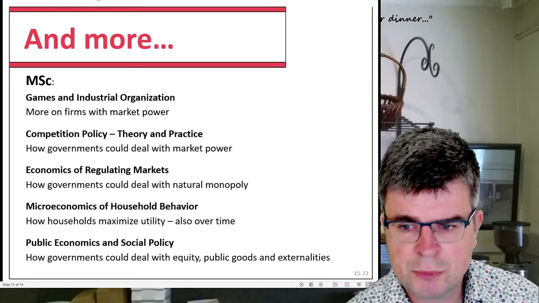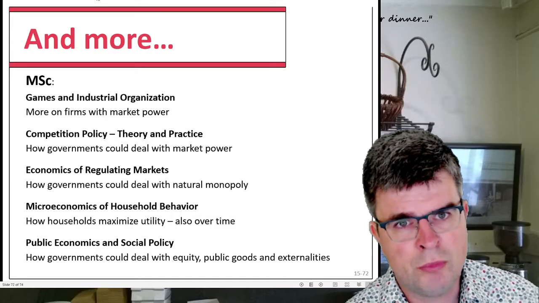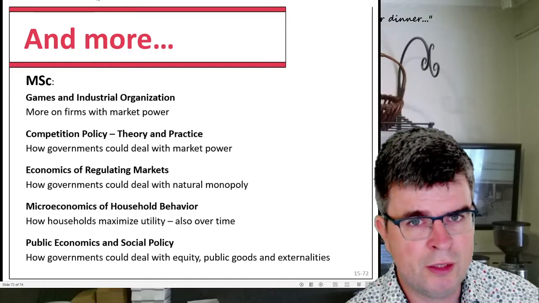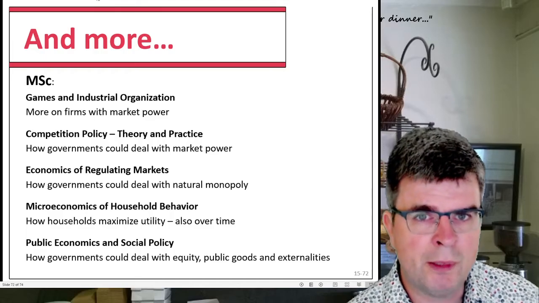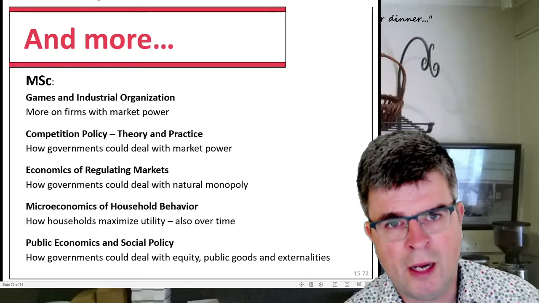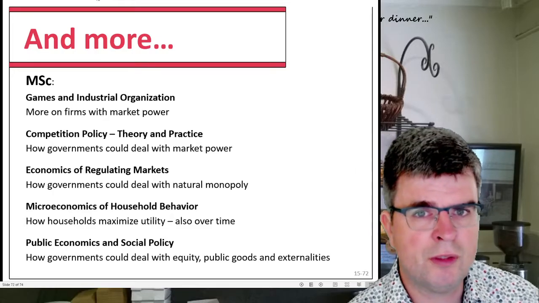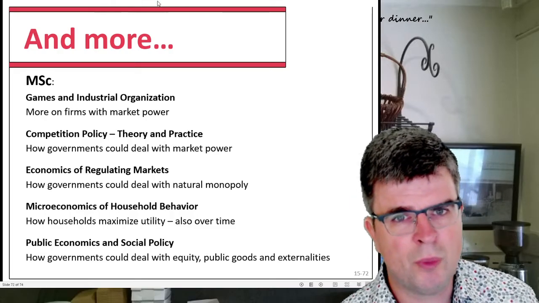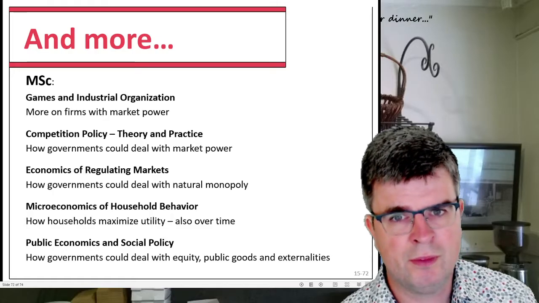And then finally, there's public economics and social policy. So how should governments design policies to bring about equality in society, fair outcomes in society? How should public goods like the national defense be provided? And how should government deal with externalities of consumption and production decisions? So that in a nutshell are the follow-up courses, but first you need to complete this one.